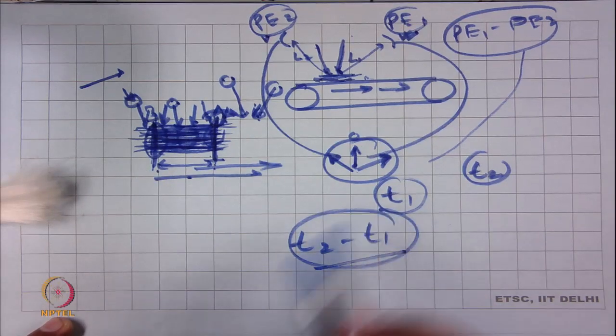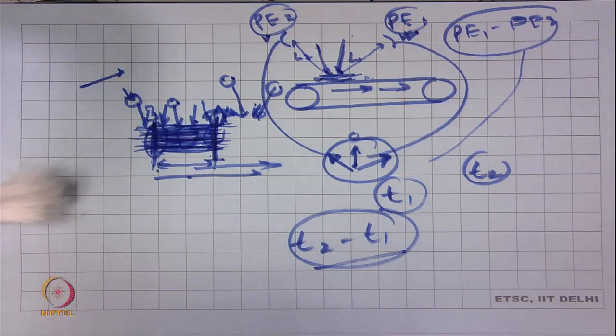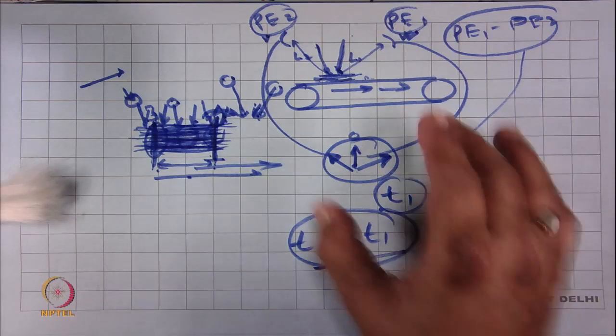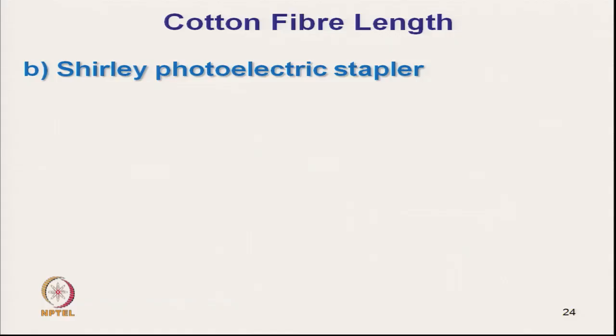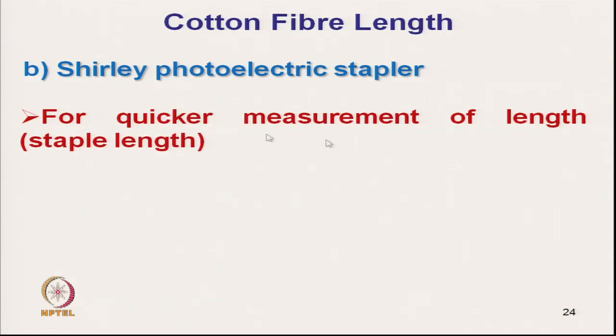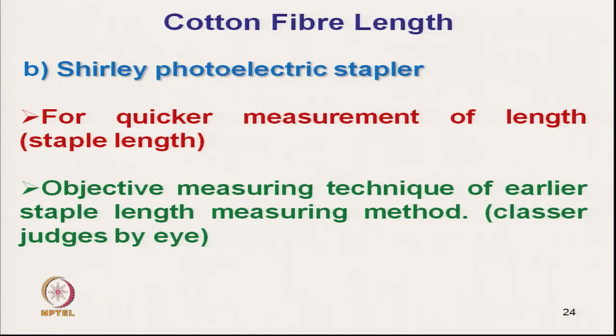between the two extreme deflections. So, what is this distance? This distance is the staple length. Here it is actually a mechanized way of evaluating the staple length. With this principle, the photoelectric stapler works. It is a quicker measurement of staple length. So, the photoelectric stapler measures the staple length. It is an objective measuring technique replacing the earlier hand stapling method.